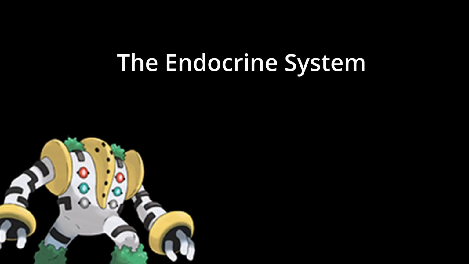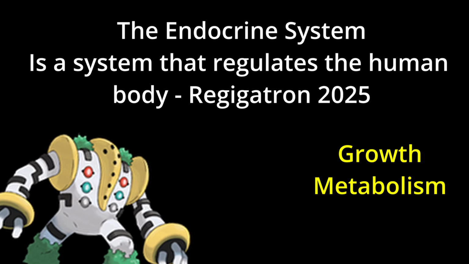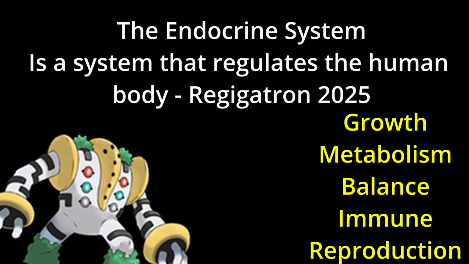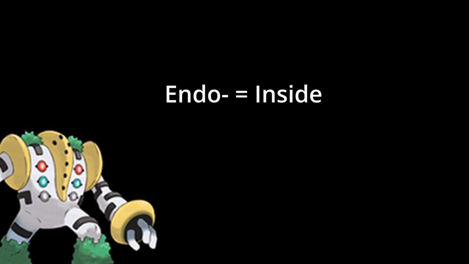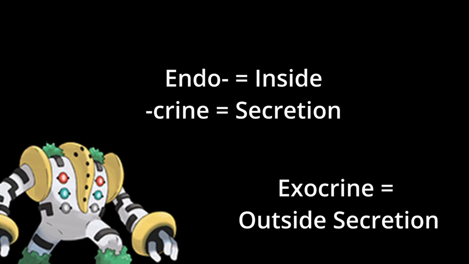So, the endocrine system is a system that regulates the human body. Think of growth, metabolism, balance, immune, and reproduction. Endo meaning inside, and crine meaning secretion, not to be mistaken with exocrine, which secretes stuff outside. Think of sweat. The endocrine system does all of that. It does it through hormones, which are secreted through the endocrine gland.